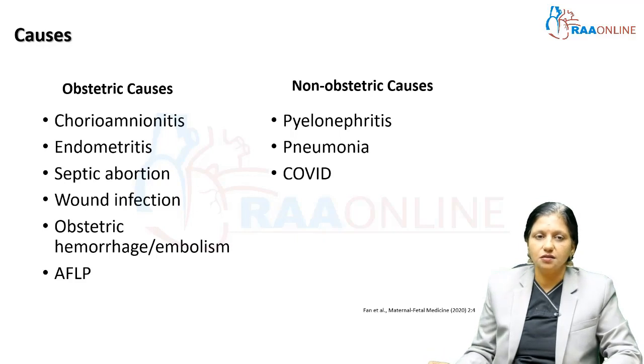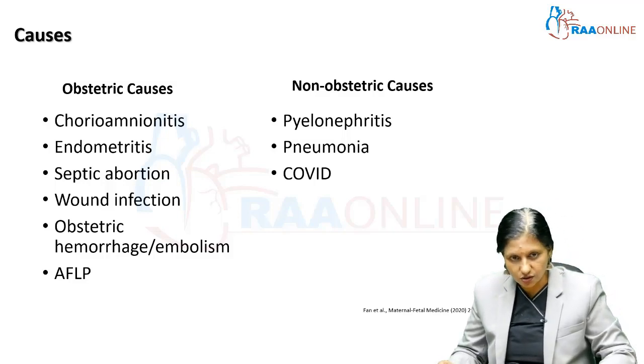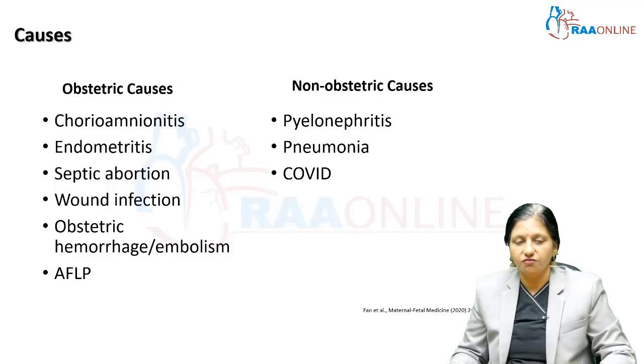What are the causes of maternal sepsis? We can divide them into obstetrical causes and non-obstetrical causes. Obstetrical causes include chorioamnionitis, endometritis, septic abortion, wound infection after cesarean section, and obstetrical hemorrhage or amniotic fluid or air embolism. AFLP, acute fatty liver of pregnancy, is also associated with maternal infections. Non-obstetrical causes include pyelonephritis, pneumonia, and COVID in pregnancy.